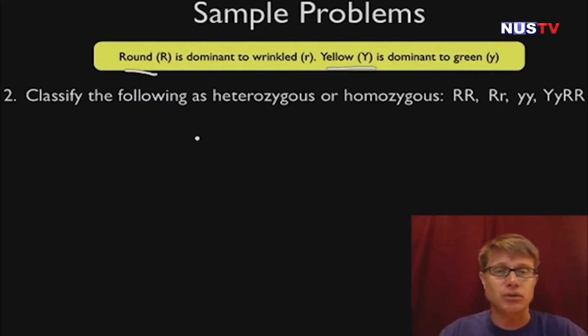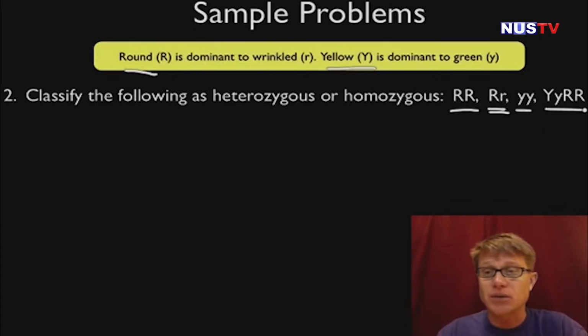And so question number 2, classify the following as heterozygous or homozygous. Heterozygous means you have different genes or different alleles. Homozygous means you have the same. And so this first one, big R, would be homozygous dominant. They have the same. This would be heterozygous, and we also sometimes refer to that as hybrid. The next one would be homozygous recessive, and the next one would be heterozygous yellow, homozygous for the round. So it's going to be heterozygous and then homozygous dominant on the next one. So that tells you the alleles that you have.